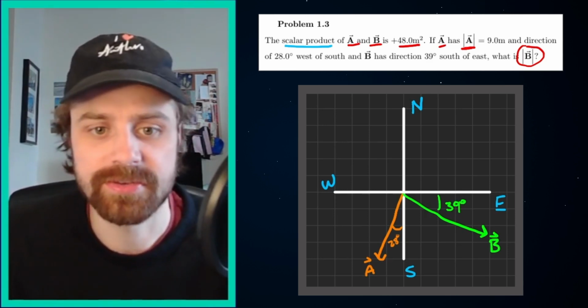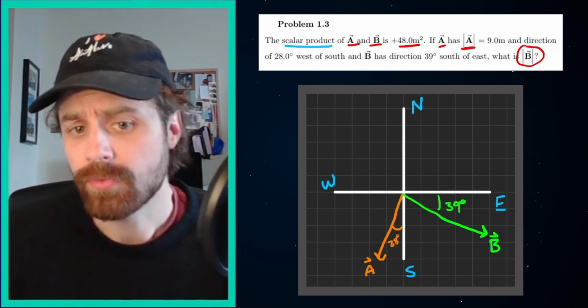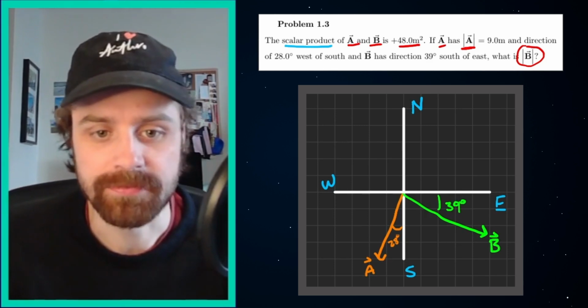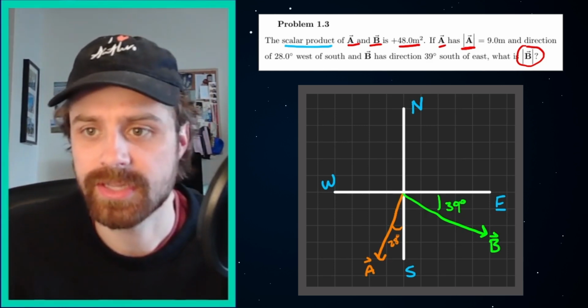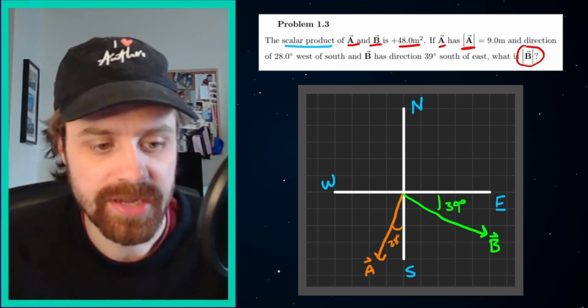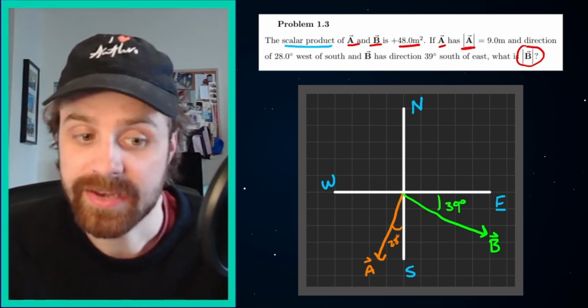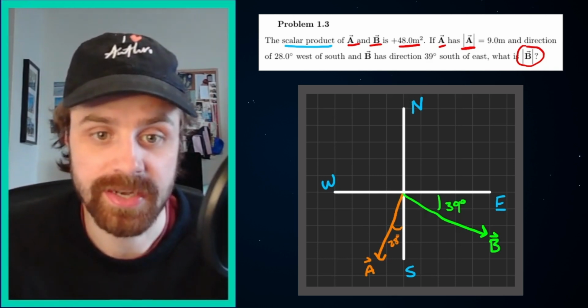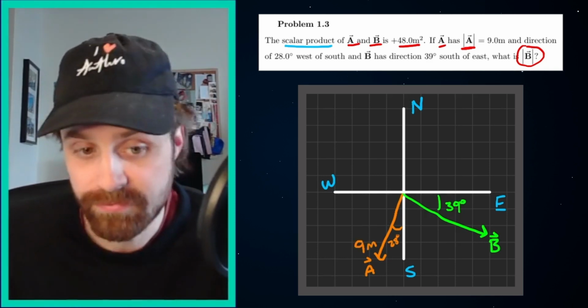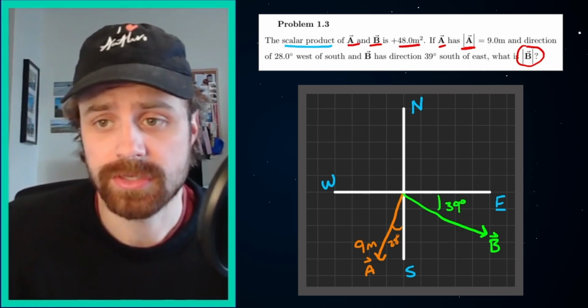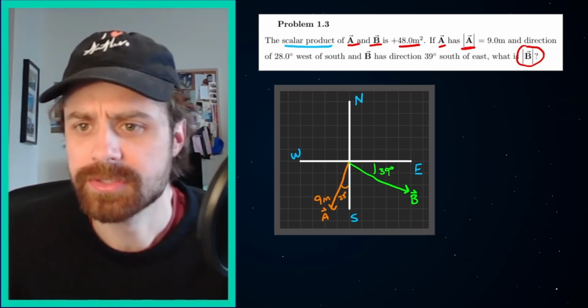Great, so we got our two vectors, and we want to know now what is the magnitude of vector B. They told us, actually, let me label this here. Vector A, they told us that the magnitude or the length of this vector was 9 meters. But the magnitude of B, we don't know what that is. That's what we're trying to solve. We'll take this piece by piece.